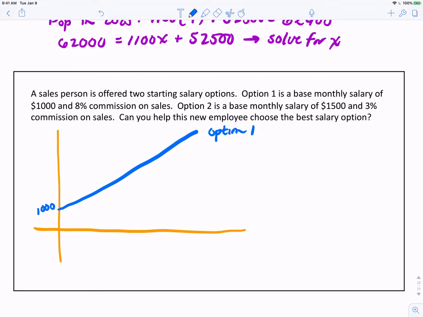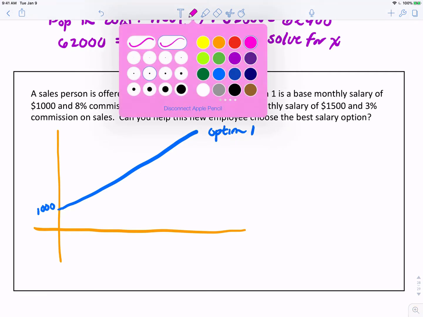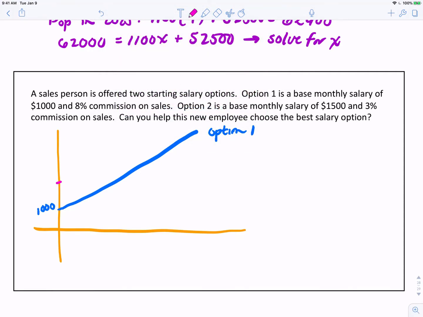Okay, for option 2, he's going to start higher at 1,500, but notice that he grows at a slower rate. So the first one grew at 8%, but the second one only grows at 3%. So it grows, but not as fast. So that would be a picture of what option 2 looks like.